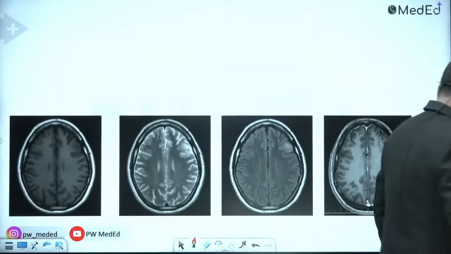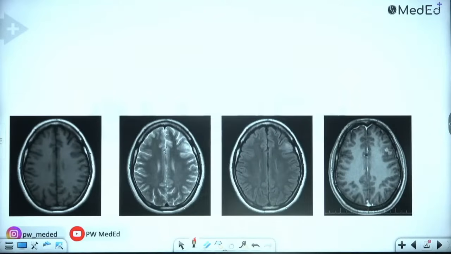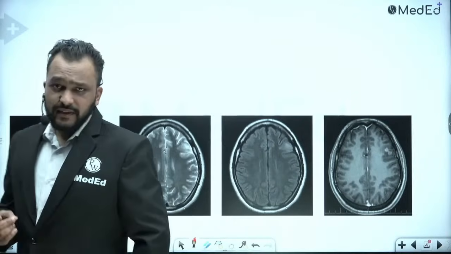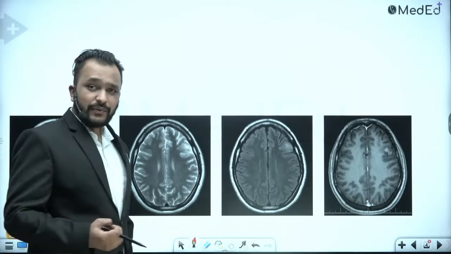So let us have a look at the various sequences of the MRI. How to identify which one is a T1 weighted sequence, which is a T2 weighted sequence, which is a FLAIR image.